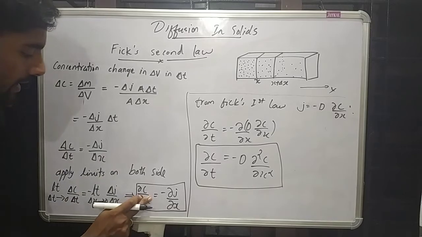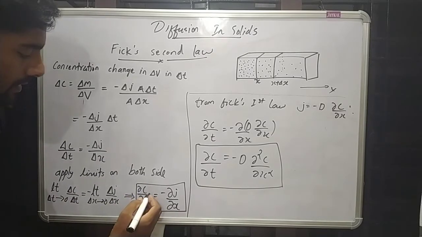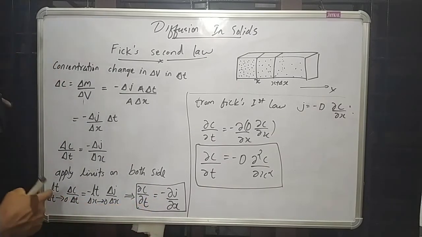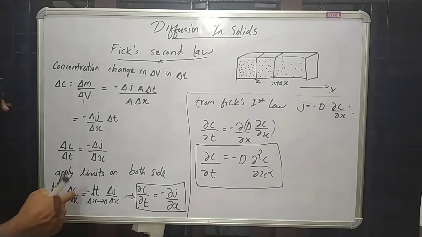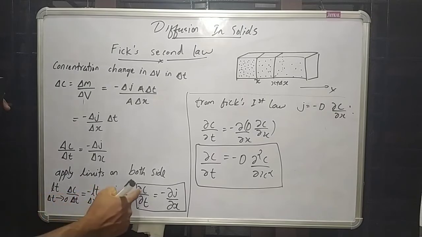So here one mistake happened. The left side is dou c by dou t. Okay, limit delta t tends to 0, delta c by delta t is dou c by dou t.